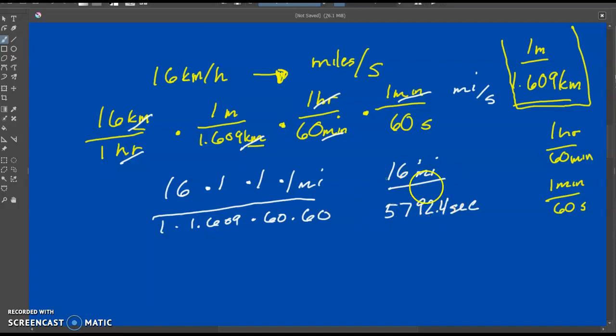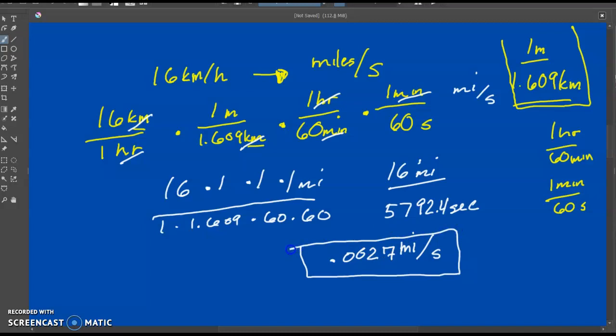5,792.4 seconds. All right, and if you actually plug that number into your calculator, what you're going to end up with is 0.0027 miles per second. And that's the answer that you're looking for right there. All right. If you left it in terms of 16 miles in 5,792.4 seconds, yeah, but that's a little bit unclear. This makes a little bit more sense to our brains to say that you're going to go that fast, even though it's hard for us to think in miles per second.